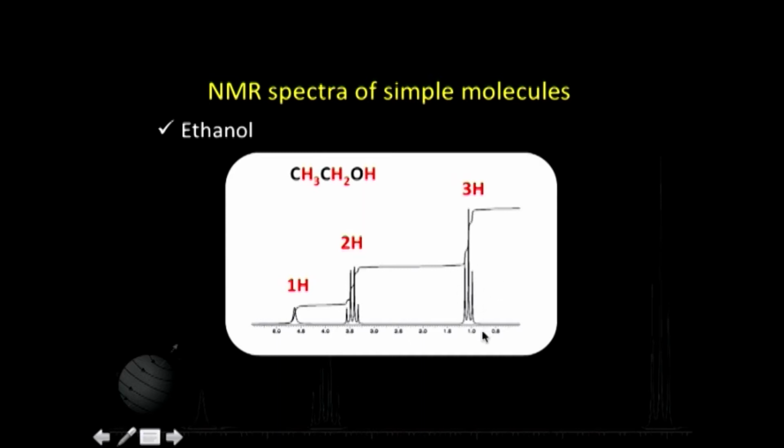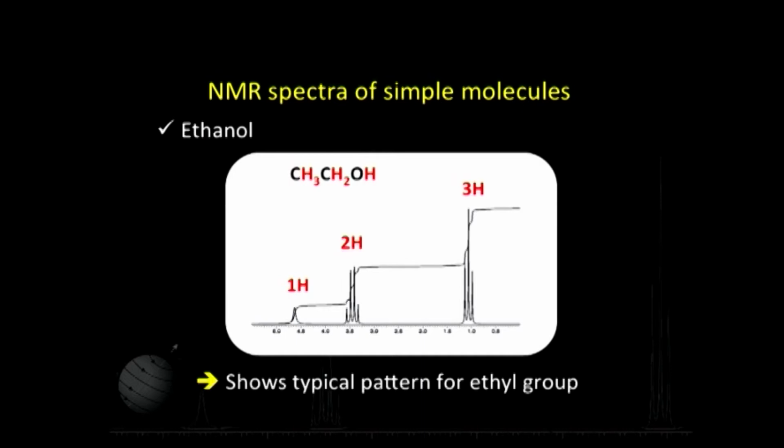Another thing which we have to look at, a salient feature, a typical pattern, is that this pattern of 2 proton quartet and 3 proton triplet is typical of an ethyl group. We will come across this pattern very often, and this is indicative of an ethyl group. This will become very handy when we are trying to interpret the spectra of larger molecules.